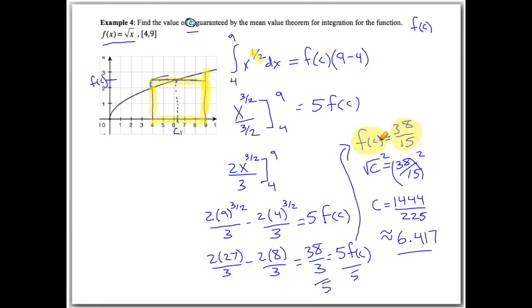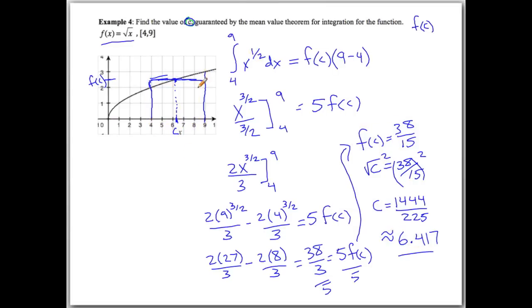Okay, then if we wanted to find that value of c that gives you your f of c, then we just set it equal to our function. So the square root of c equals 38 over 15, and we're going to solve that by squaring both sides. And so we got c to be approximately 6.417, and you can see it does fall within that range. Okay, so this is how to find that value of c which is guaranteed by the mean value theorem.